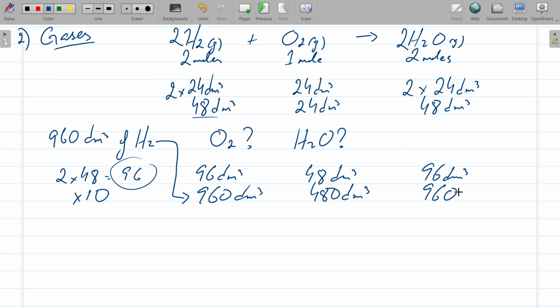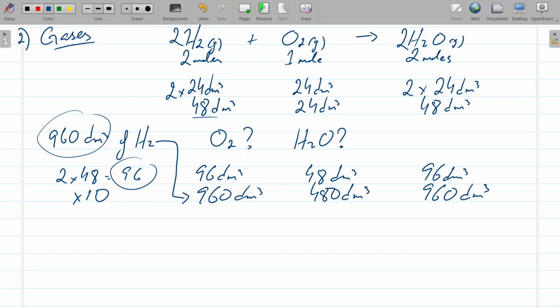Question. Yeah, just a sec. Yes, why would you do it with 10? Because 96 times 10 is 960, which is the volume you have in the question. Oh, okay. Got it. Now, this is sort of a roundabout way, right? They've obviously used values that are easy to deal with. 48 times 2 is 96 and 960 and all of that.